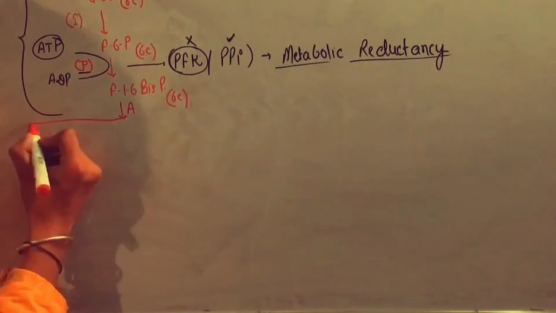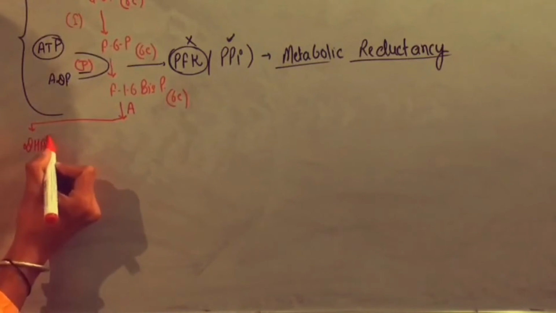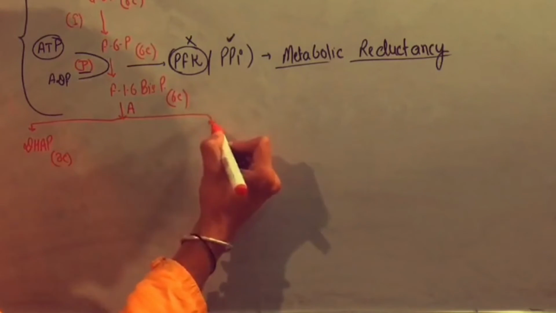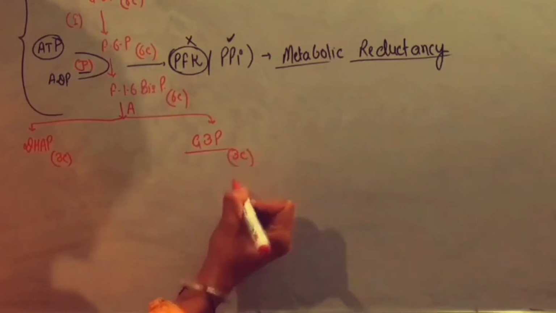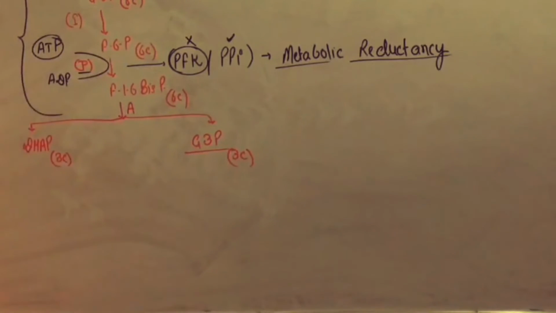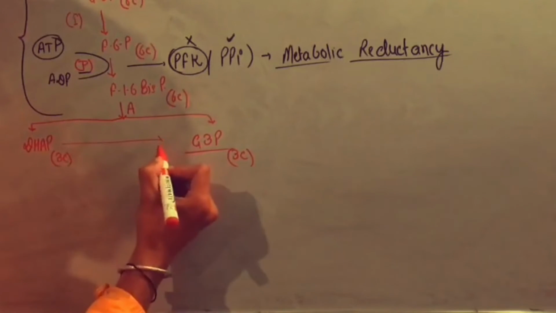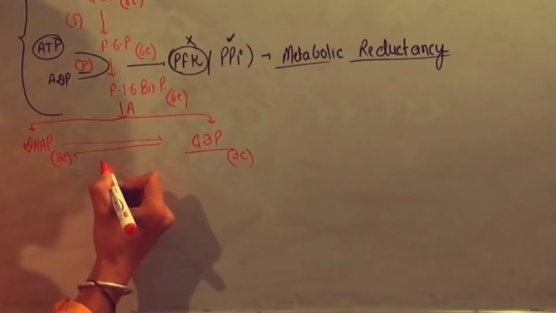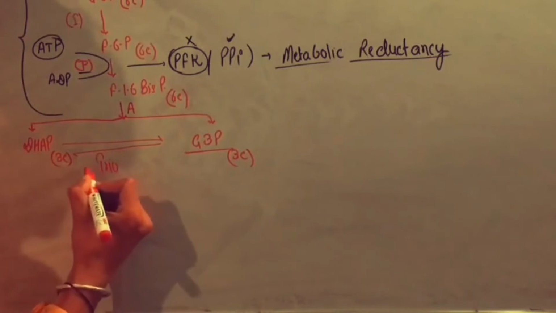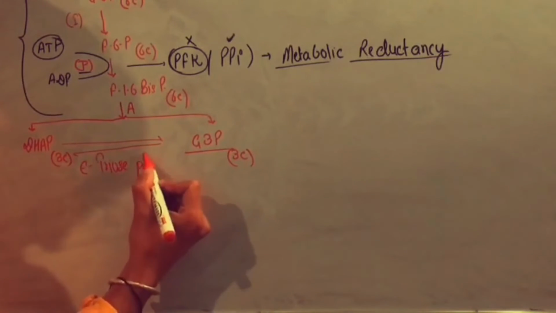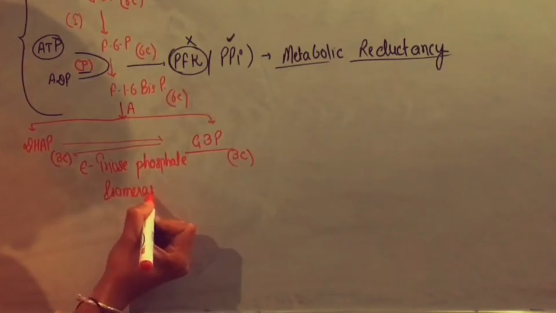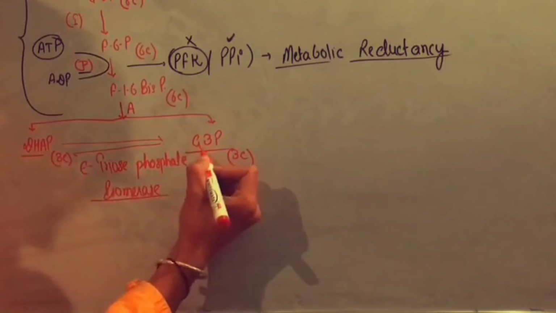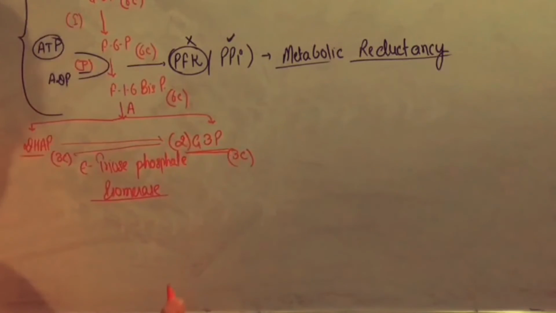This fructose 1,6 bisphosphate, in the presence of the enzyme aldolase, is converted into dihydroxyacetone phosphate, 3 carbon, and 3-PGAL, again 3 carbon. These two can be interconverted in the presence of the enzyme triose phosphate isomerase. So dihydroxyacetone phosphate can be converted into 3-PGAL. Therefore, 2 molecules of 3-PGAL are formed.